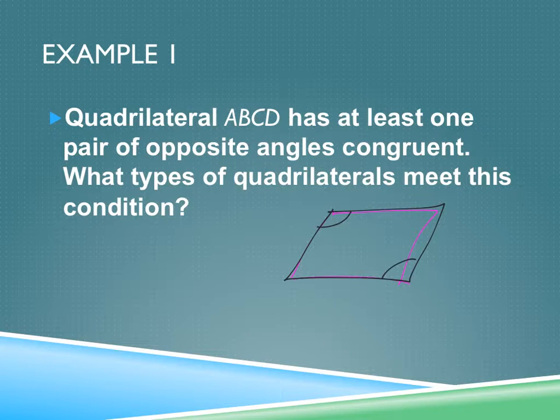Everything else it can be, right? Because a kite can have at least 1. A parallelogram can have at least 1. Rectangle, a rhombus, a square, all of those can have at least 1. The only one it rules out is a trapezoid. Does that make sense? Because a trapezoid can't have a pair of opposite angles congruent. Okay? So this could be all but a trapezoid.